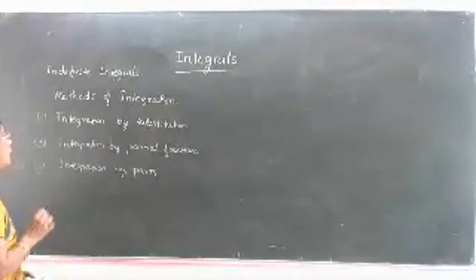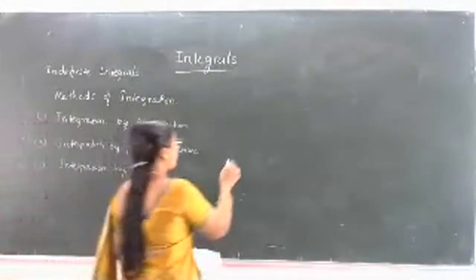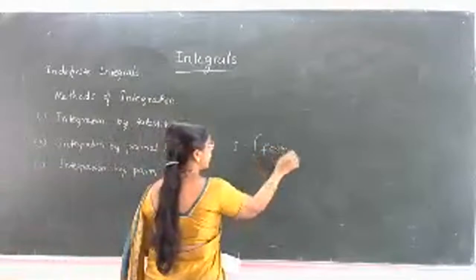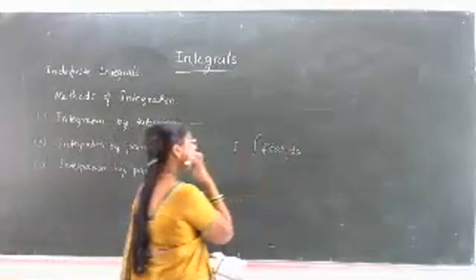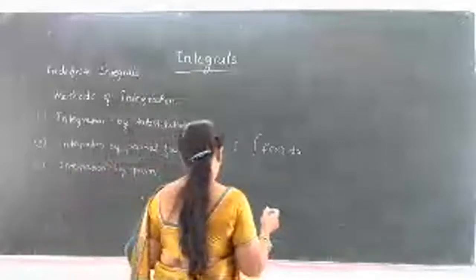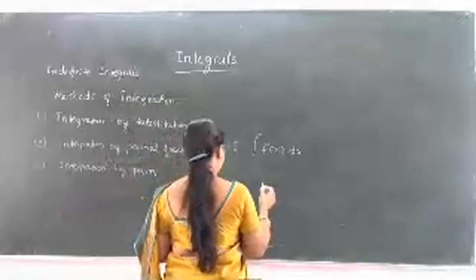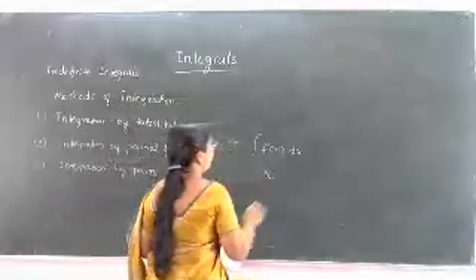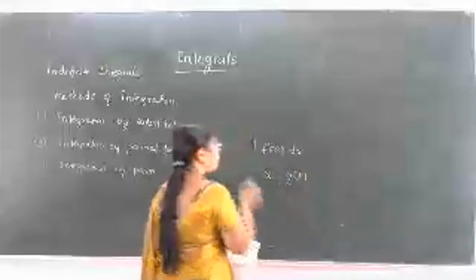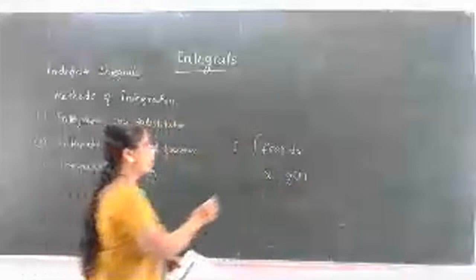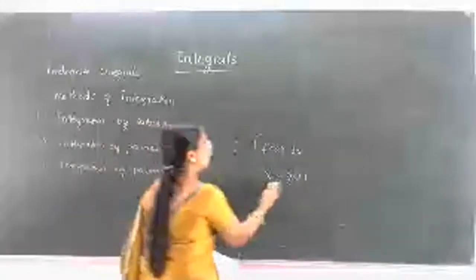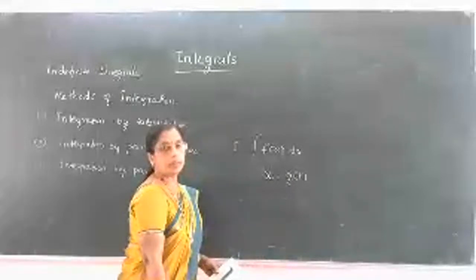First one is integration by substitution. If a function is given in the form of integration of f of x dx, we substitute x into another form by changing the independent variable, x is equal to g of t. Here f of x is the function given. We substitute x is equal to g of t.